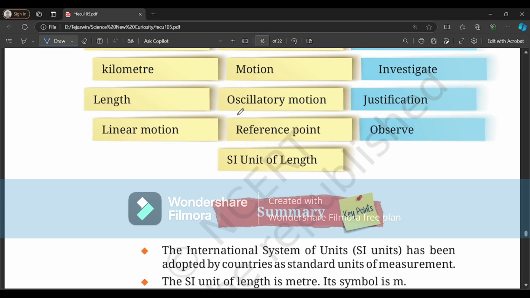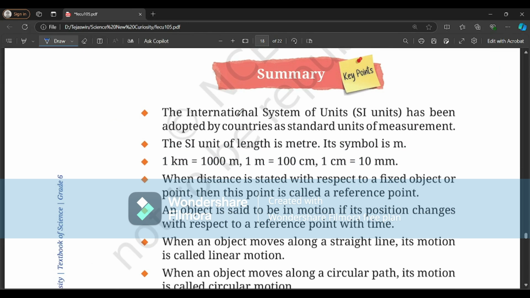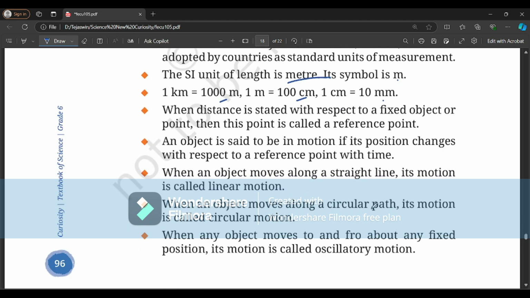These are the keywords, and there is a summary of the chapter. The International System of Units, SI units, has been adopted by countries as the standard unit of measurement. The SI unit of length is the meter and its symbol is m. One kilometer is 1000 meters, 1 meter is 100 centimeters, and 1 centimeter is equal to 10 millimeters. When distance is stated with respect to a fixed object or point, then that point is called the reference point. An object is said to be in motion if its position changes with respect to a reference point with time. When an object moves along a straight line, its motion is called linear motion.